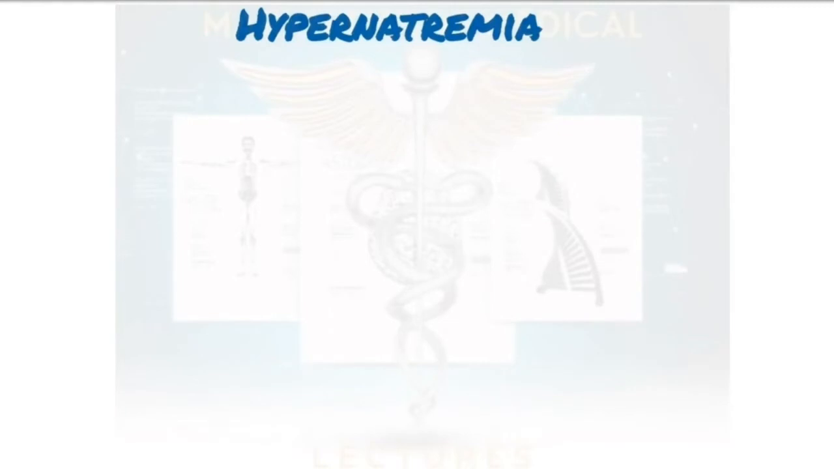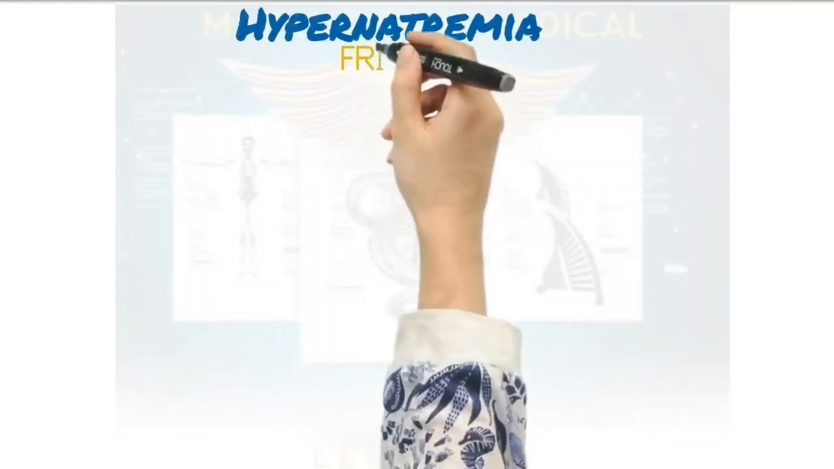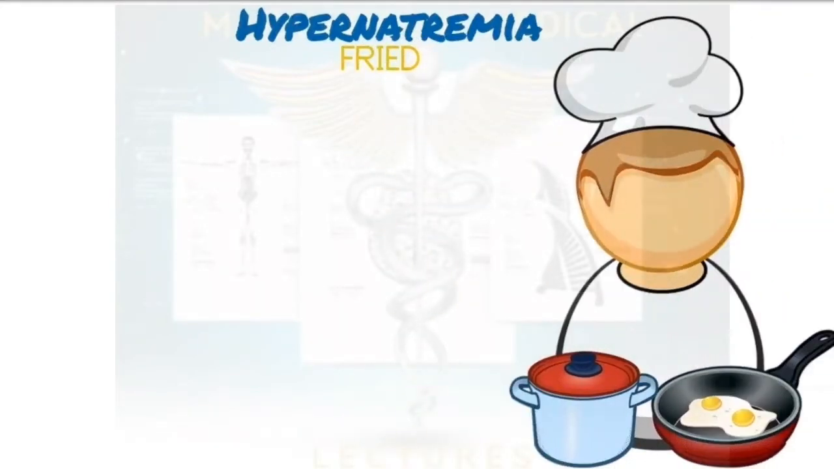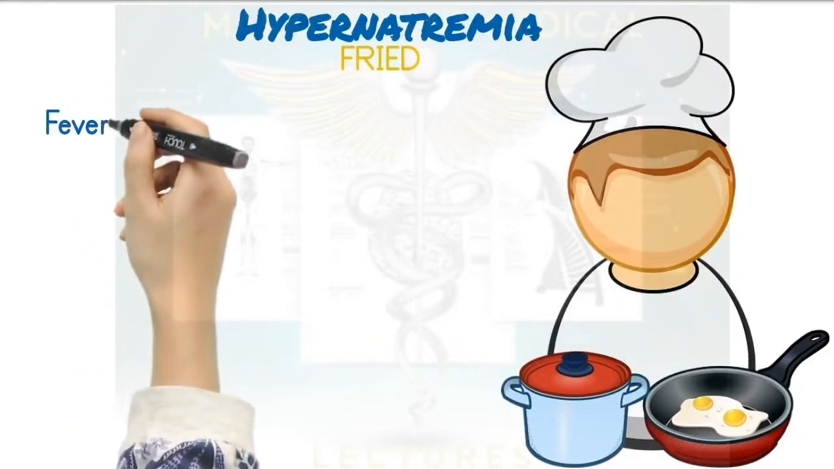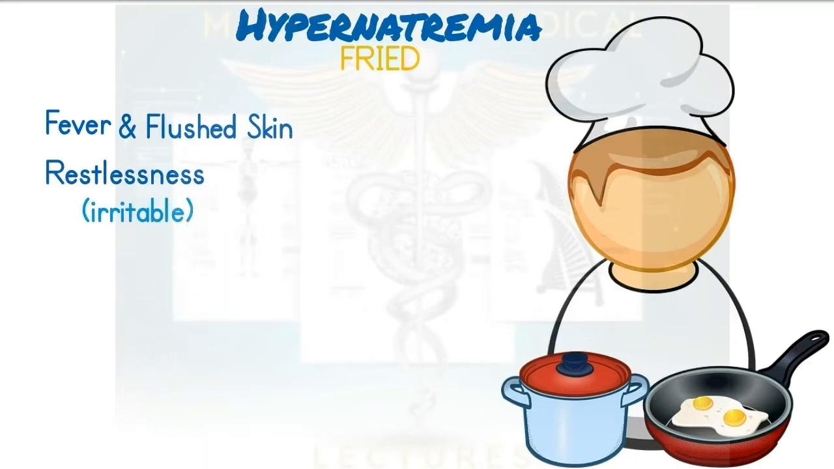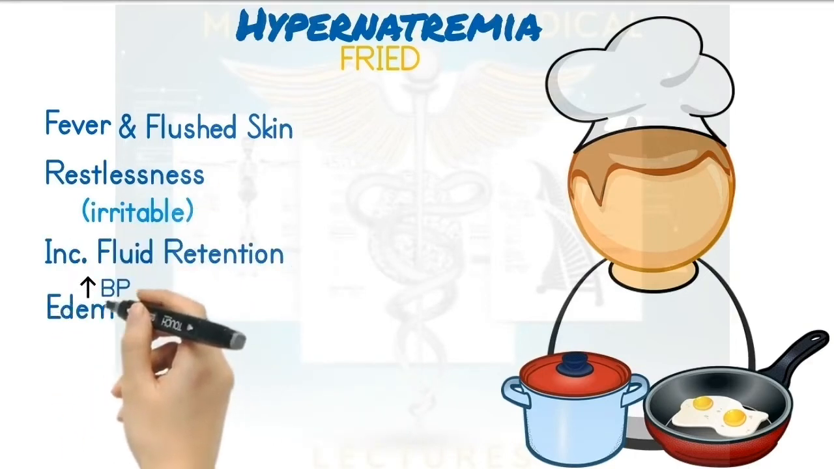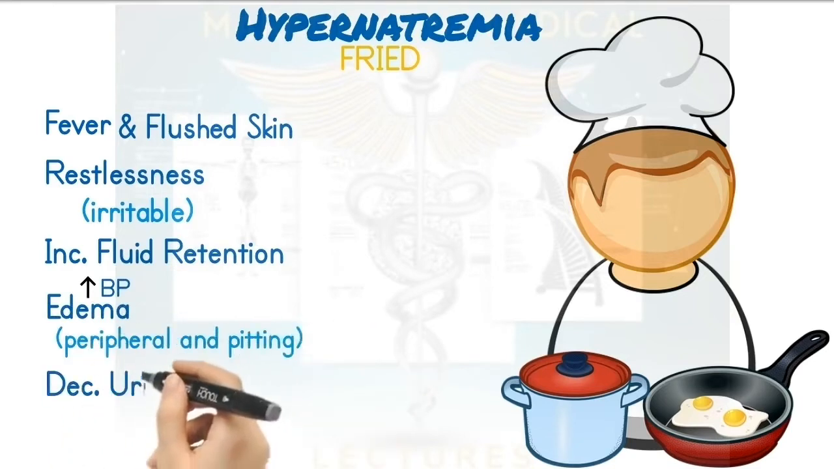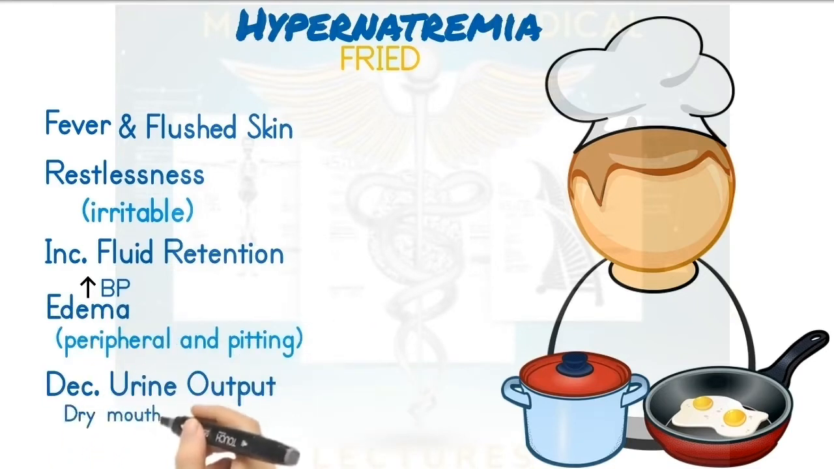Hypernatremia. Hypernatremia is the medical term used to describe having too much sodium in the blood. Key signs and symptoms can be remembered with the mnemonic FRIED. Fever, which is low grade, and flushed skin. Restlessness, which is irritable. Increased fluid retention and blood pressure. Edema, both peripheral and pitting, decreased urine output and dry mouth.